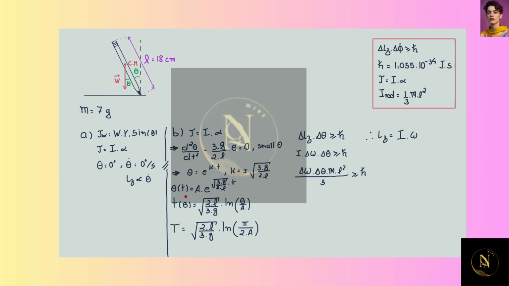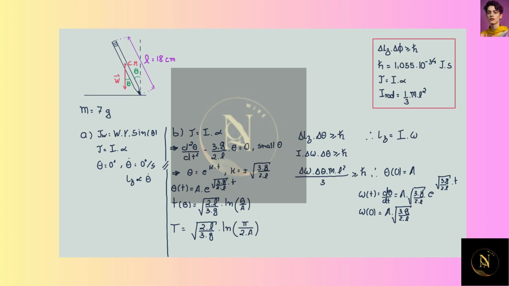Now we go back to this equation for theta as a function of time just for a moment. Note that theta of 0, that is the initial angle, is equal to A. At the same time, notice that the angular velocity, omega of t, which is defined as d theta dt, is given by A times the square root of 3 times g divided by 2 times L times e to the square root of 3 times g divided by 2 times L times t. Then, initially, the angular velocity was A times the square root of 3 times g divided by 2 times L.